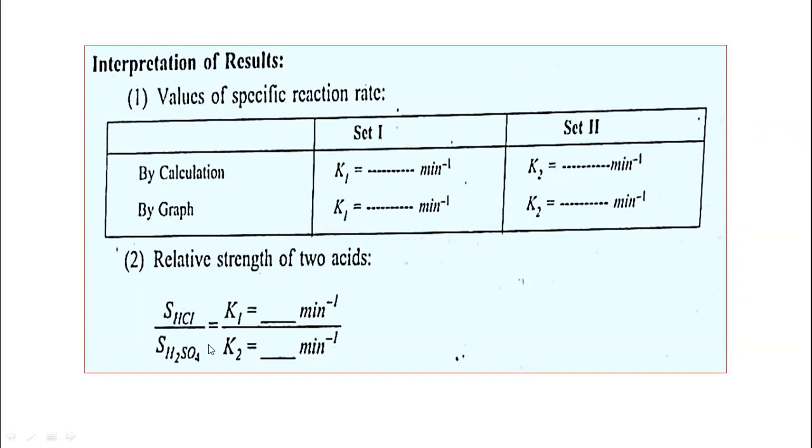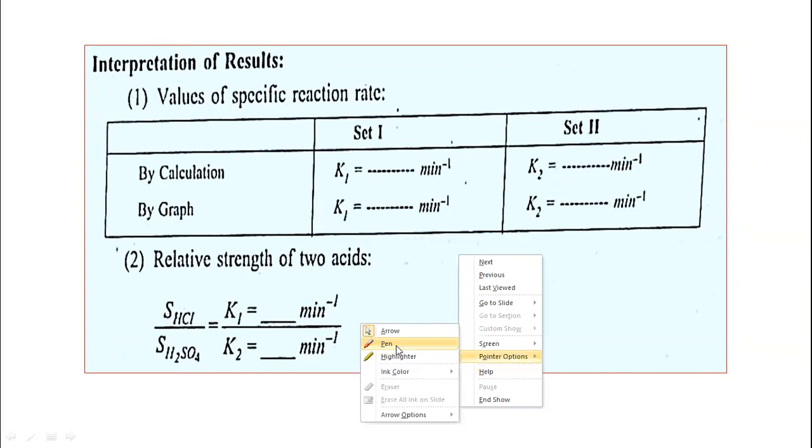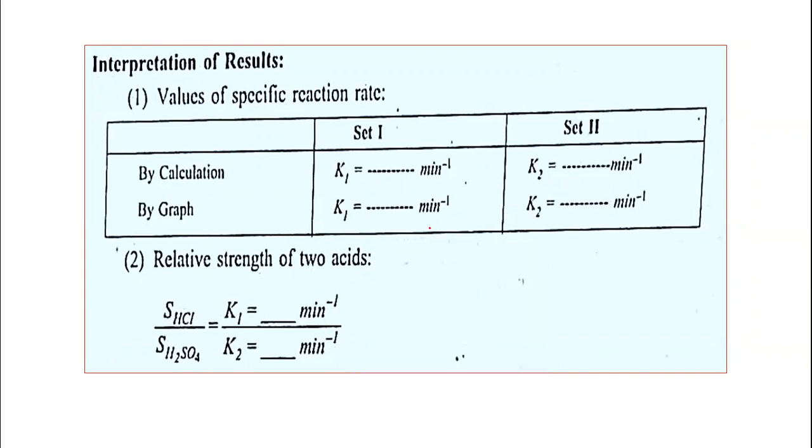Finally, we have to do the calculation of the relative strength of the two acids. Putting in the values of k1 and k2, we get the relative strength of HCl and H2SO4. As we know, sulfuric acid has two hydrogen ions, so let us write here the dissociation of sulfuric acid. It dissociates to give two hydrogen ions.